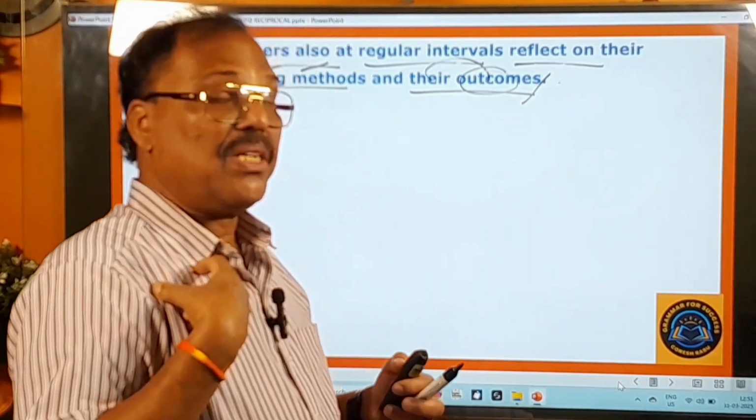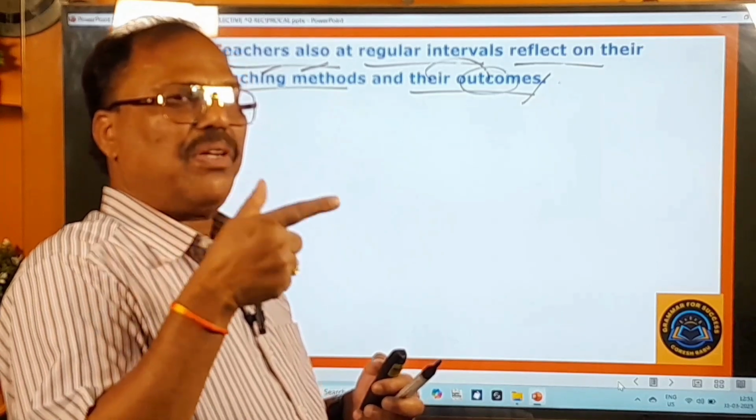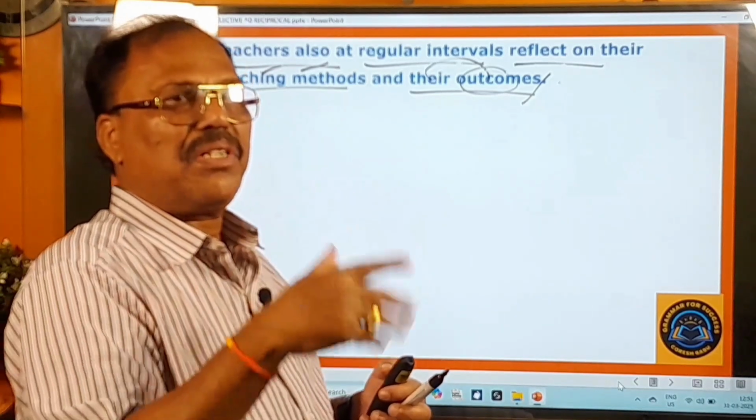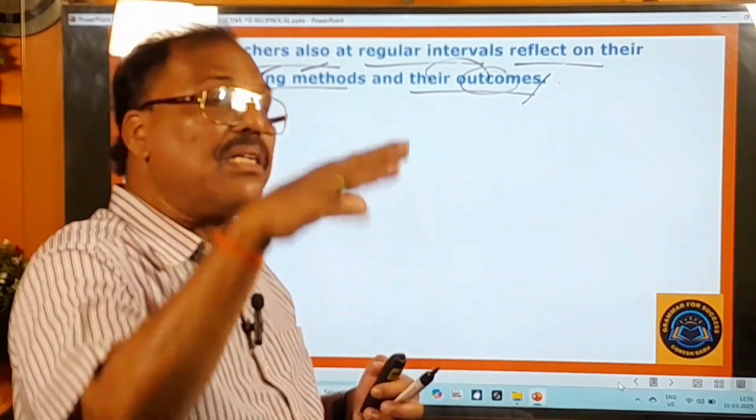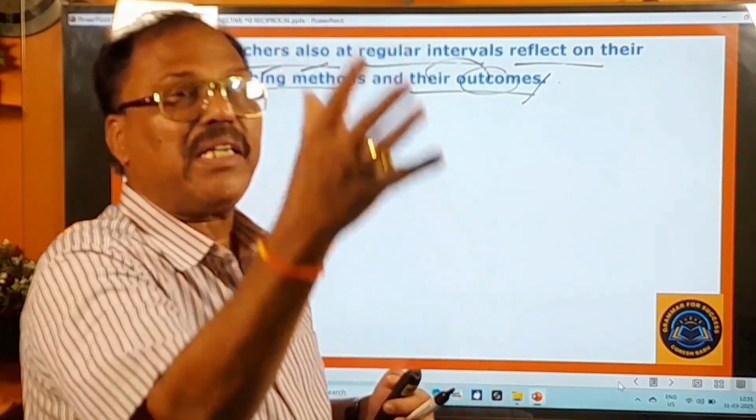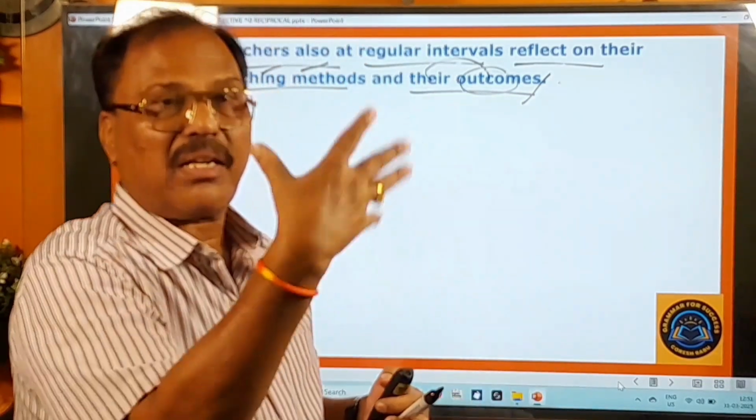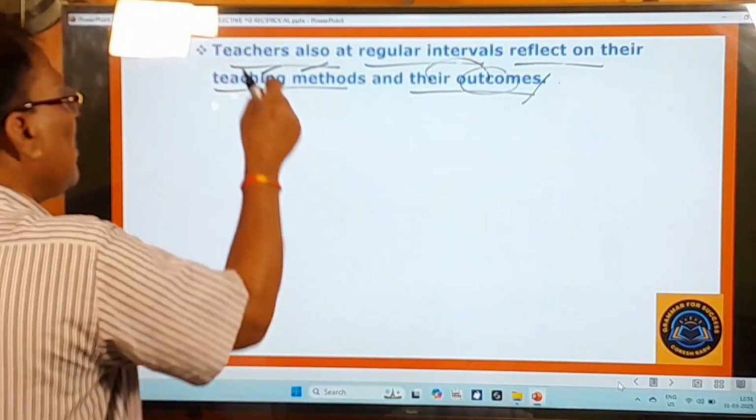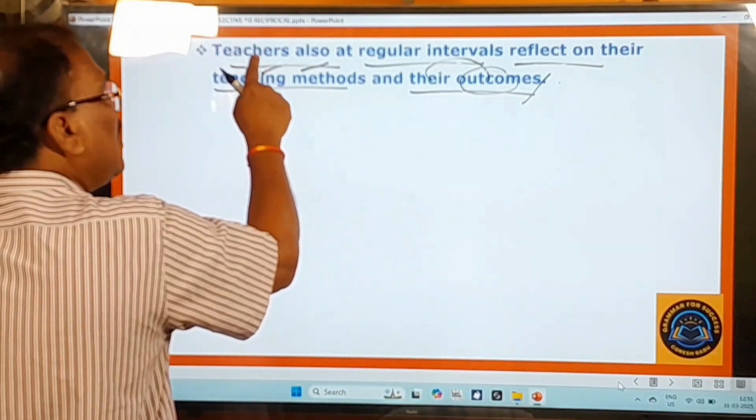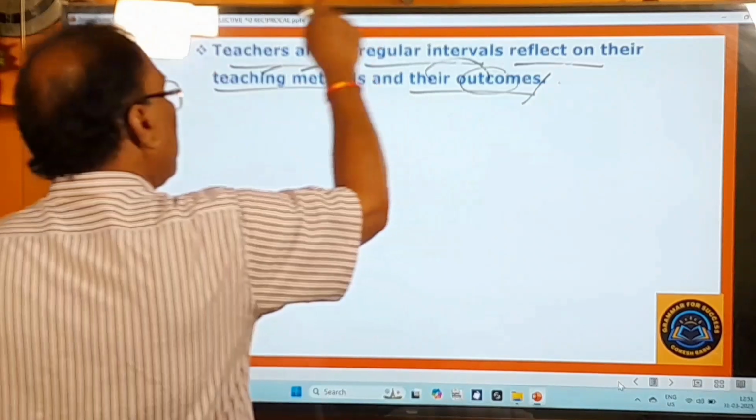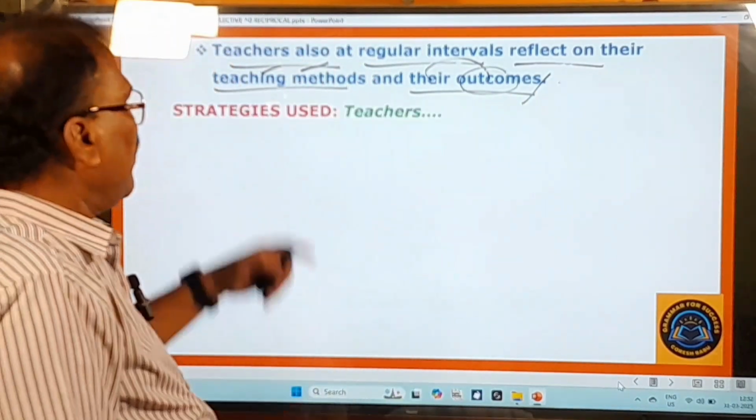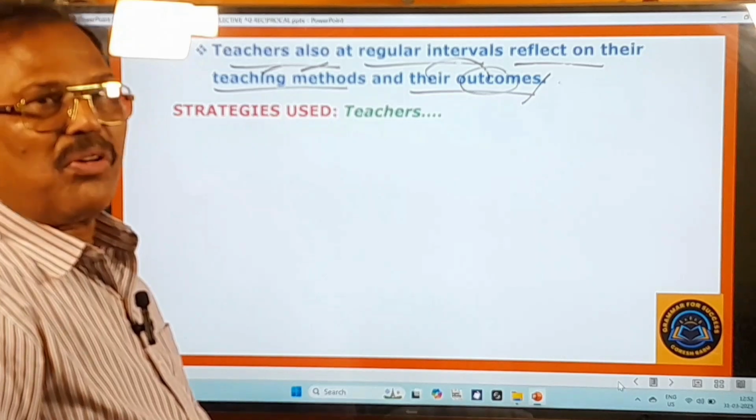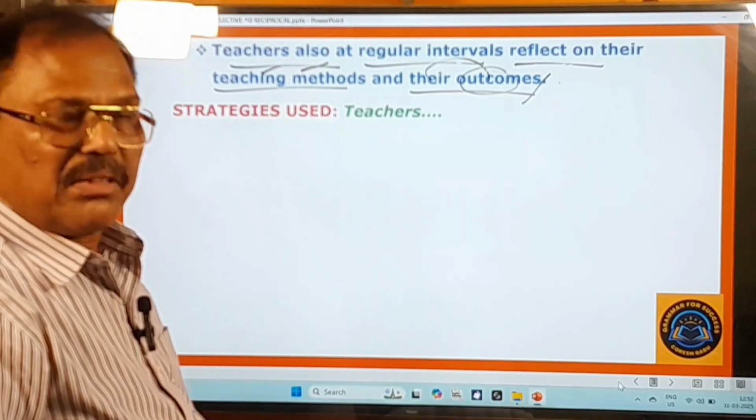If the teacher thinks in that way, and finds that it is not giving good results, the teacher will immediately change that method and adopt some other method. In that way, the teacher should keep on reflecting upon the methods they are using in the classroom. So here in this teaching, the teachers at regular intervals reflect on their teaching methods and their outcomes. In this way, so far you have learnt four key features of reflective teaching.